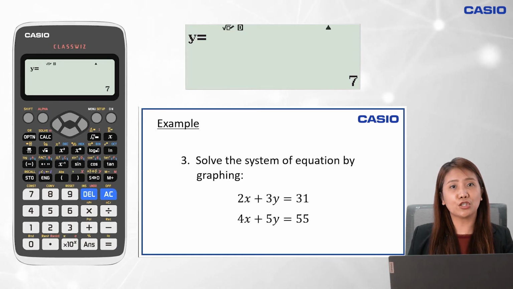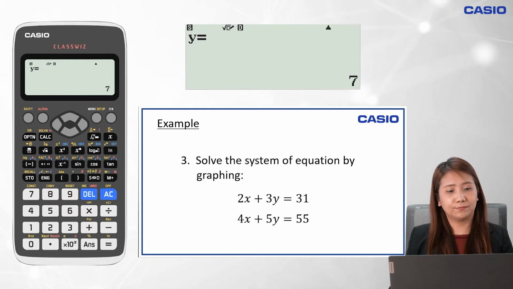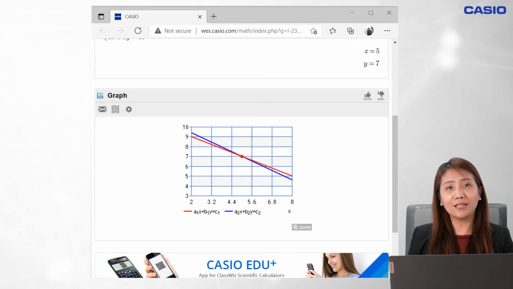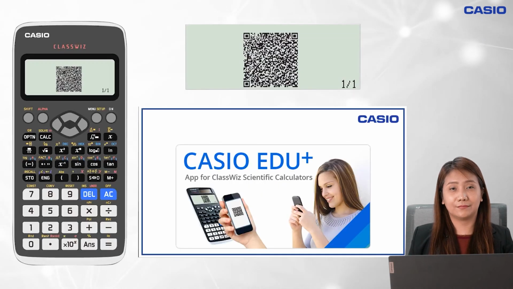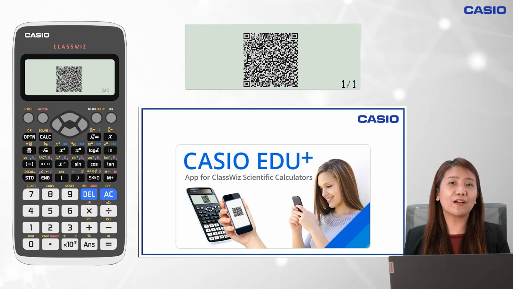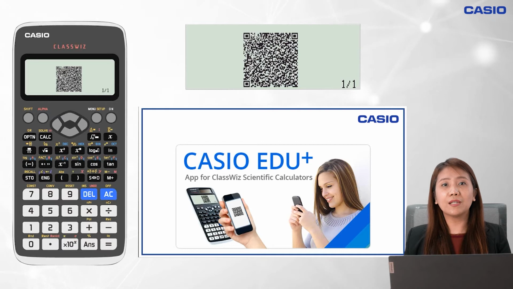For our students and teachers who have this CASIO emulator, to graph the system of equations, we press Shift Option. A QR code will appear. We click on the QR code, and it will direct us to CASIO Edu Plus with a graph of the system of linear equations. Make sure that we are online when we do this process. And for our students and teachers who have the actual calculator, we must have the CASIO Edu Plus app on our phone. We can scan the QR code using our phone with the CASIO Edu Plus app, and it will direct you to the graph of the function.